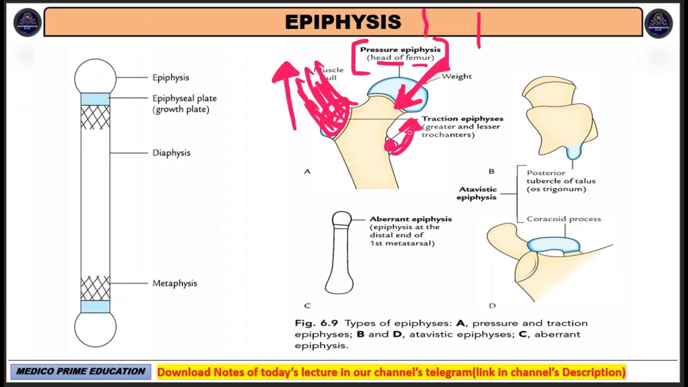So what is this generating? It is generating a pulling action. So this traction epiphysis basically develops due to the pulling action.